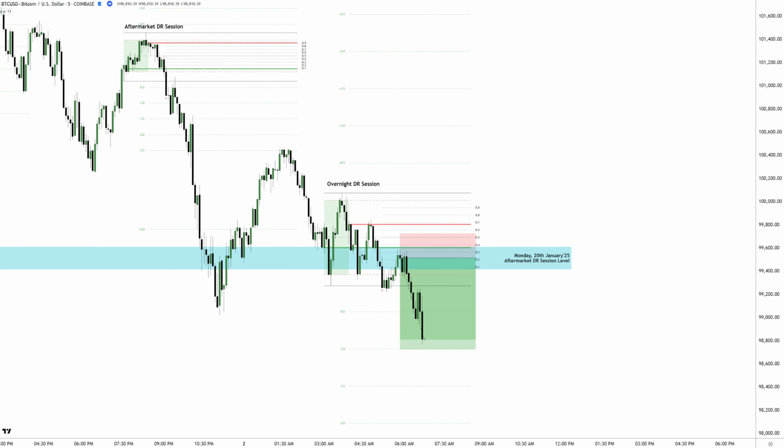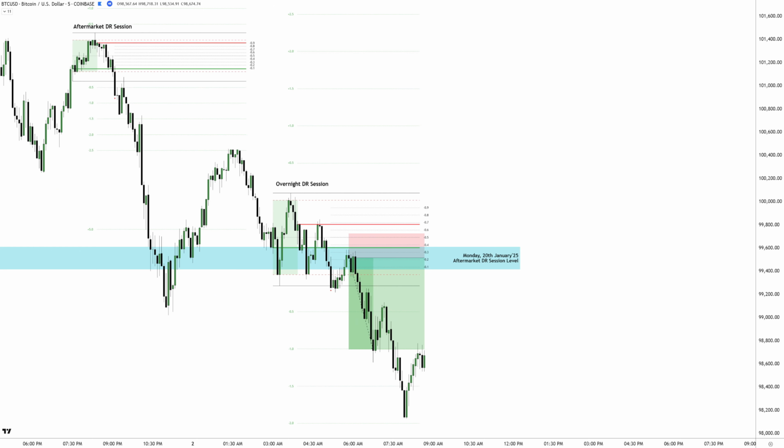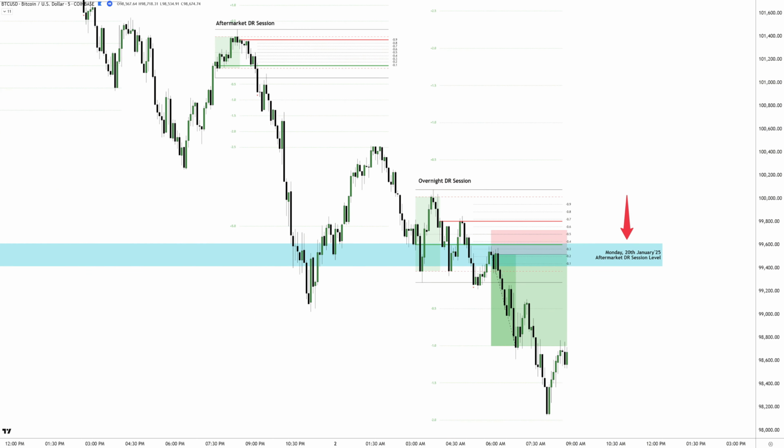Previous DR session levels, especially when aligned with other critical areas, should never be disregarded. They not only provide confluence but also help anticipate directional bias once broken. This session was a textbook demonstration of how these levels contribute to high probability trade setups.